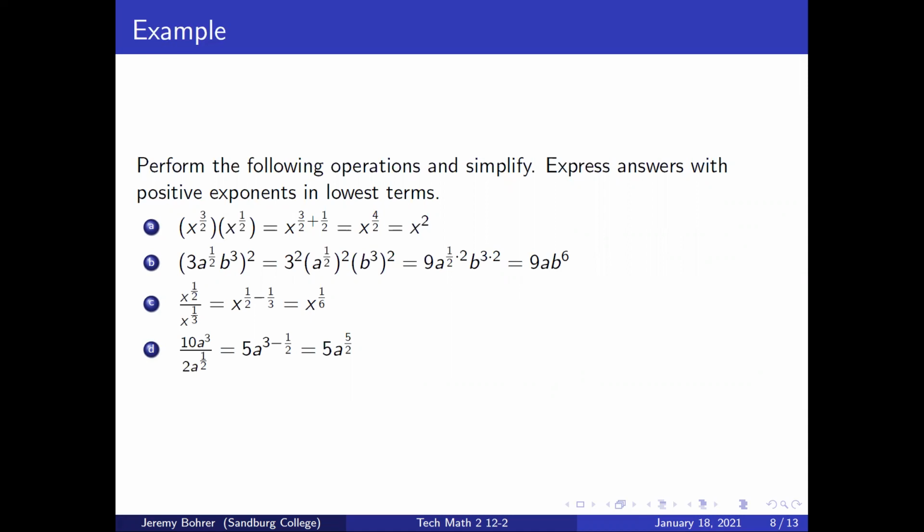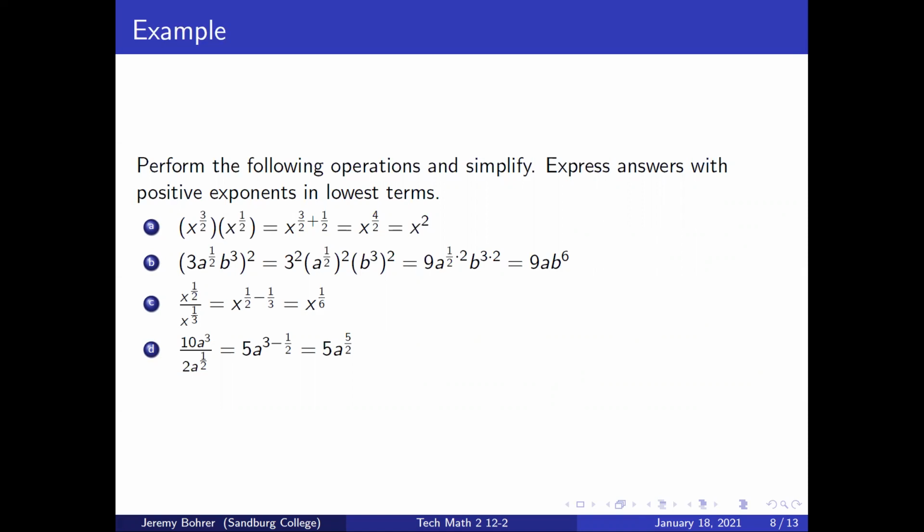3a to the 1/2 b cubed all squared is 3 squared times a to the 1/2 squared, times b cubed squared, which is 9 times a to the 1/2 times 2 times b to the 3 times 2, which is 9ab to the 6th.